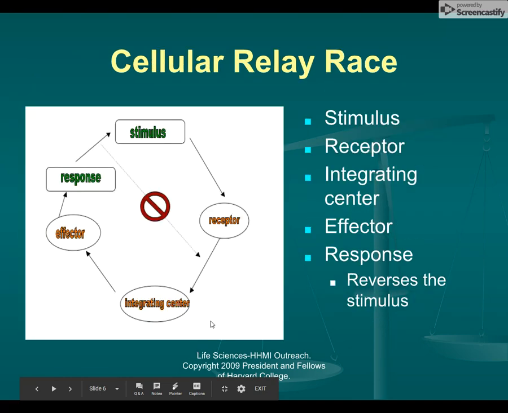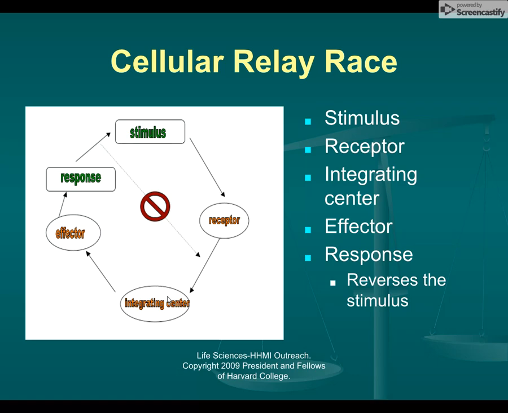So here is a feedback loop. This is what a cellular relay race or a homeostatic feedback loop looks like. We start with the stimulus. This is the perceived environmental change. So if it's cold outside, that cold temperature is our stimulus. The receptor would be the temperature receptors in our skin. They are responsible for receiving that information about that stimulus. They're going to relay that information to what we call the integrating center. In us, that's generally the brain.